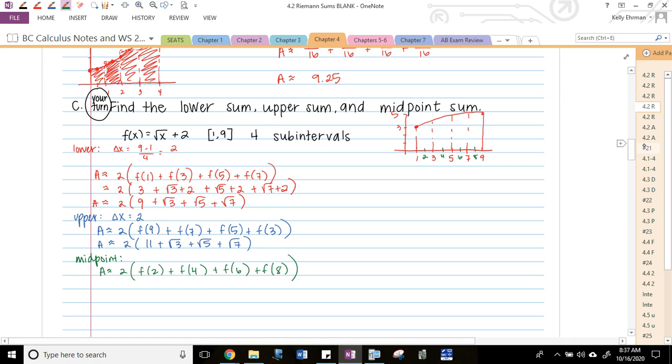So remember, when you're doing this work, especially if you're not actually drawing the picture, when it says 4 subintervals, you should just have 4 terms added together. You shouldn't have a fifth or somehow only have 3. All right, so final answer for this one after you find these and combine like terms should have been 2 times 10 plus 3 radical 2 plus radical 6.